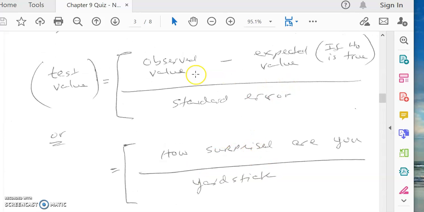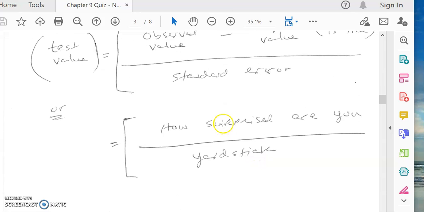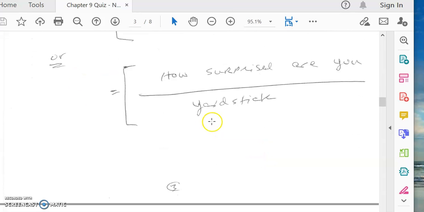The concept here is that on the top, you're looking at the delta, the difference between the observed value compared to what you expected it to be if the null hypothesis is true. And then on the bottom, you have what I would consider to be some sort of a yardstick. So up on top is, boy, I am really surprised. This is really different than what I expected. So how surprised are you? And then on the bottom is some form of a yardstick. That's my test value, my t.